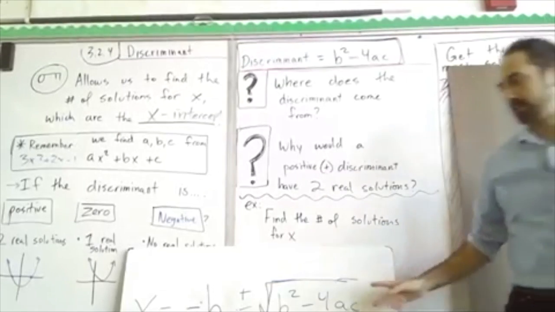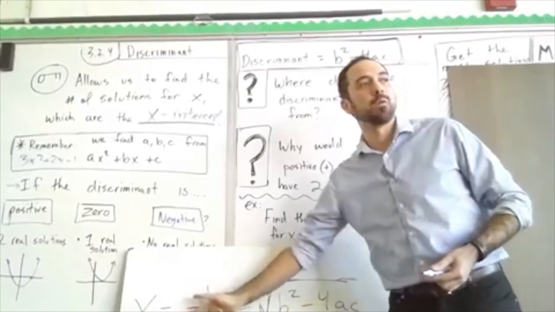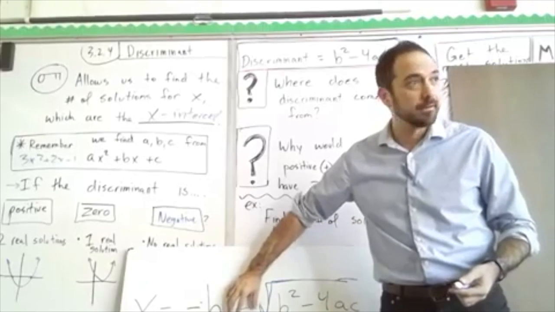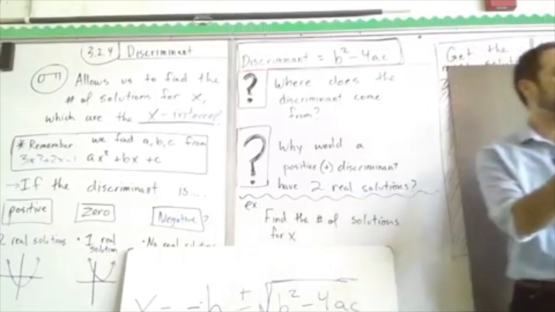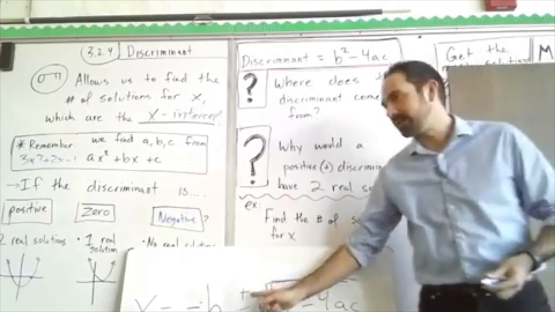I guess what I'm asking more, and I'll reframe it, is within the context of this formula, why would a positive value inside here give us two different solutions? Because there's a plus or subtract sign. Because it's plus or minus.